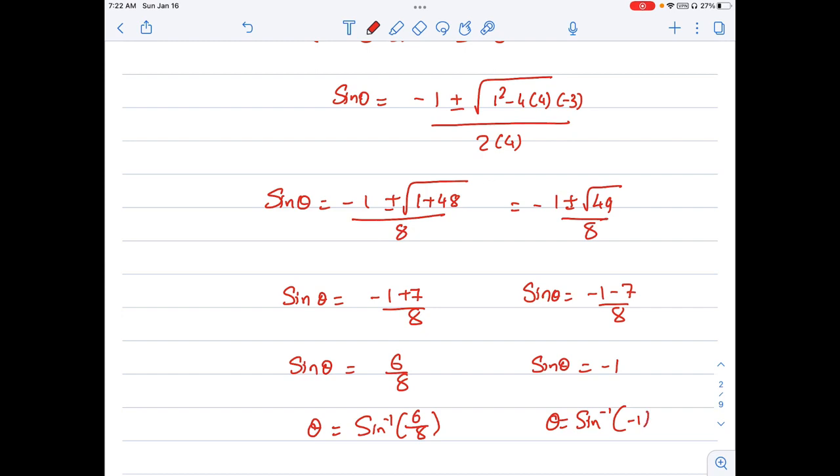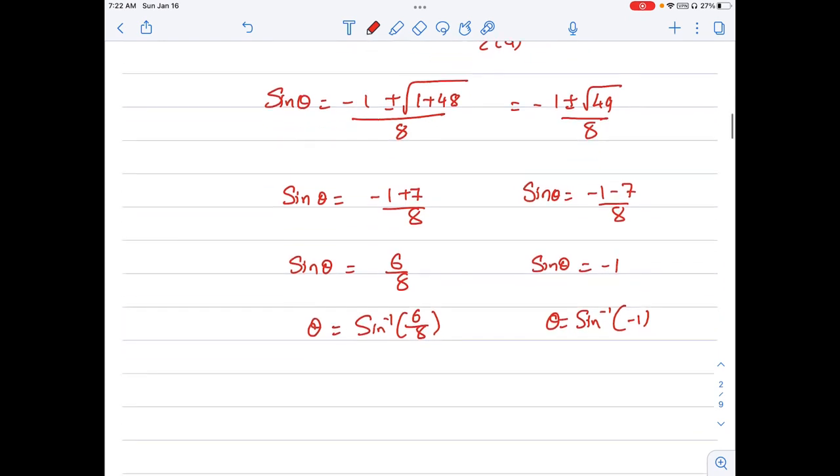So I take two values, one is a positive value and one is a negative value. Sine inverse negative 1 directly gives you the answer 270 degrees, whereas sine inverse 6 upon 8, if I do by calculator, should be giving me something around 48.6 degrees.